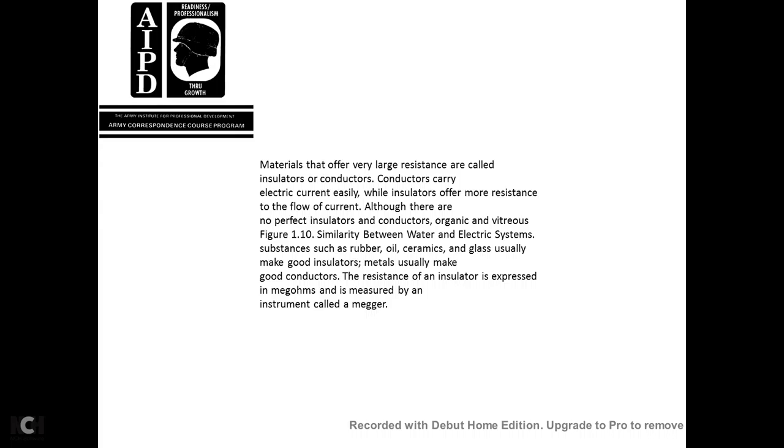Although there are no perfect insulators, substances such as rubber, oil, ceramics, and glass are usually good insulators. Metal usually makes a good conductor. The resistance of an insulator is expressed in megaohms and measured by an instrument called a megger.